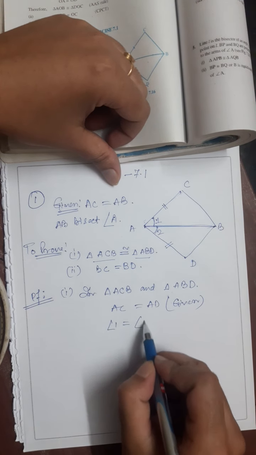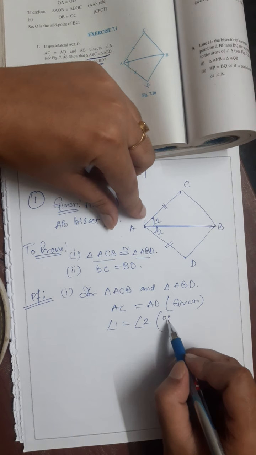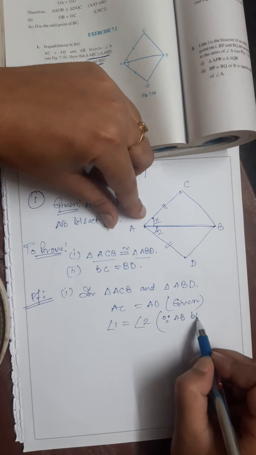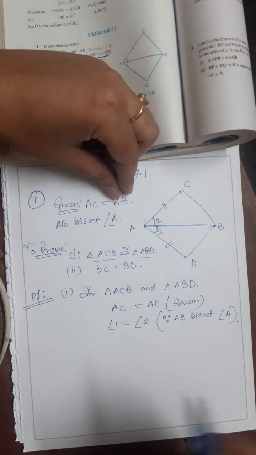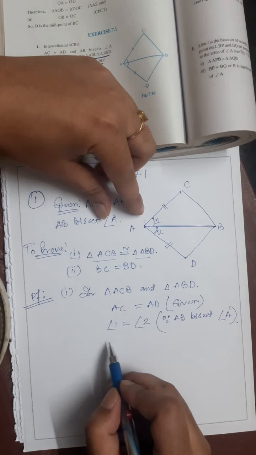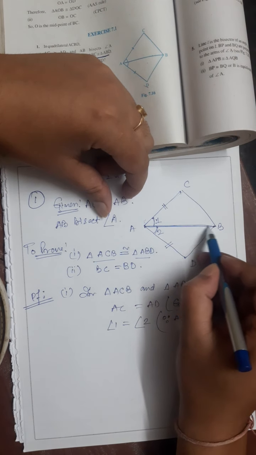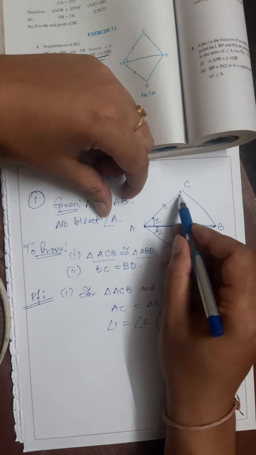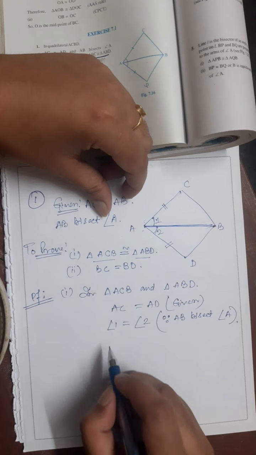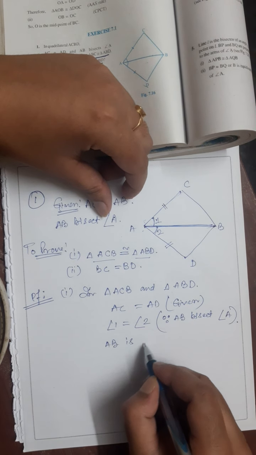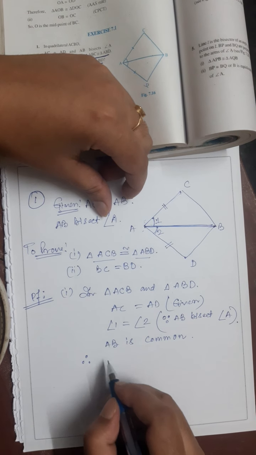Next, you can see angle 1 is equal to angle 2, where we have gotten this since AB bisects angle A. And the third point will be, you can see this side AB is common to both the triangles. Both the triangles have this side AB. So we'll say that AB is common. So 3 points we have got equal.